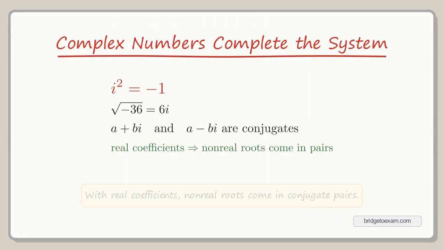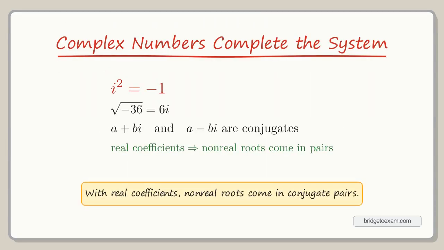Complex numbers appear when an even root tries to take a negative value. They are not a failure of algebra. They complete the number system, so equations like x squared plus 1 equals 0 have solutions. The imaginary unit i satisfies i squared equals negative 1.